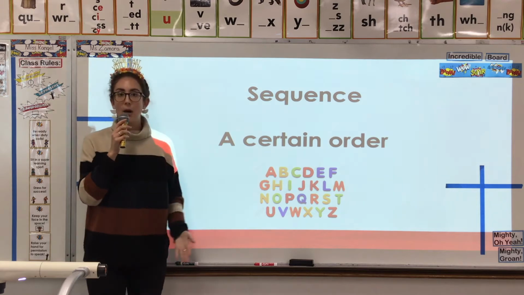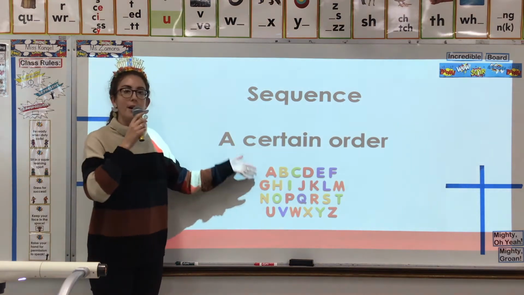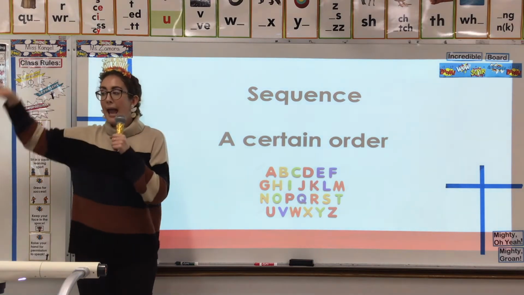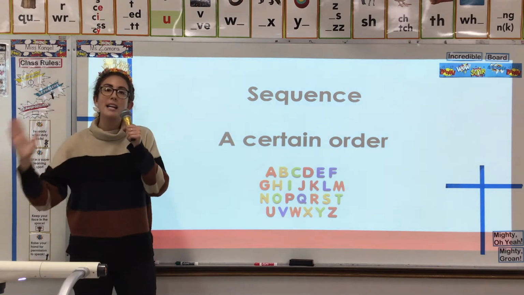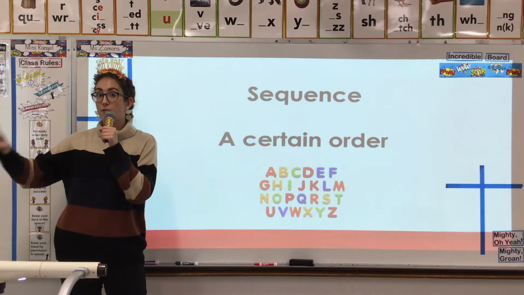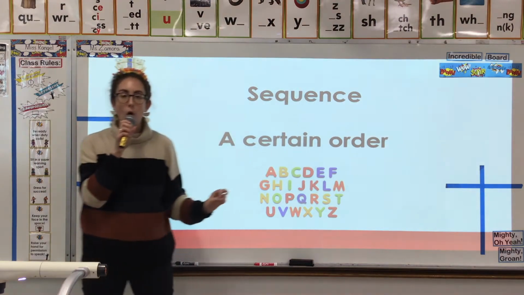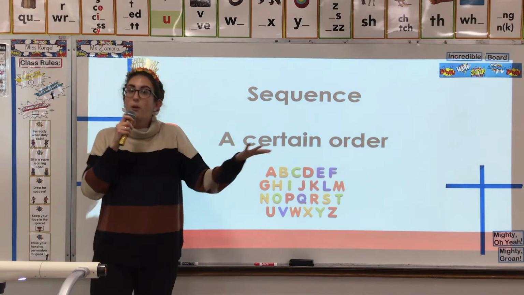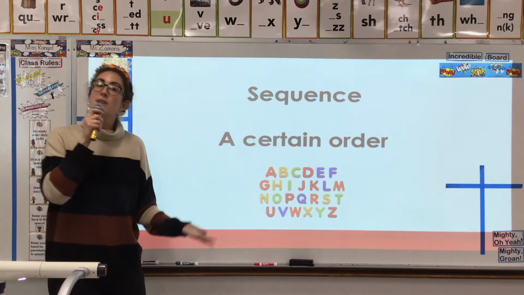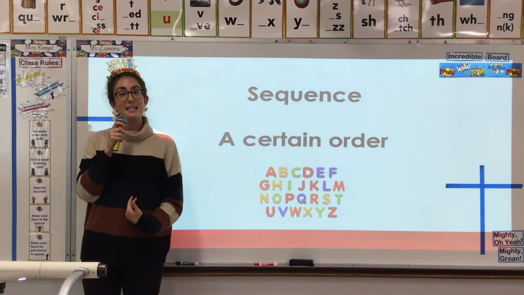A sequence that we know is the letter order, the letter sequence. A, B, C, D, E. The letters are in a certain order. A is first, and Z is all the way at the end. That's a sequence. But today, of course, it's March Math, so the sequence we'll be working with is numbers.